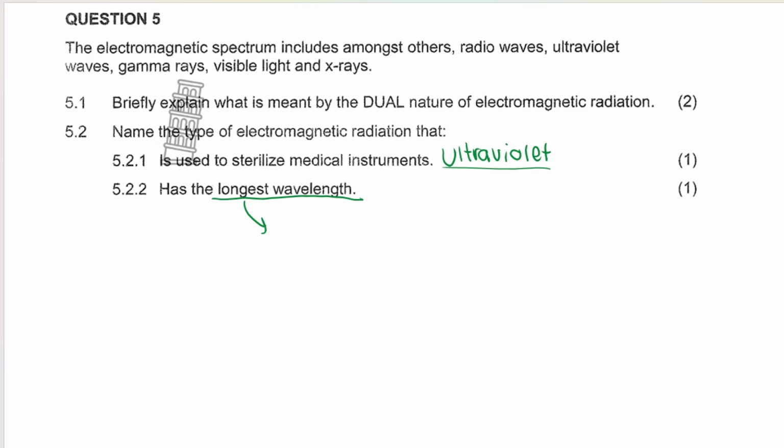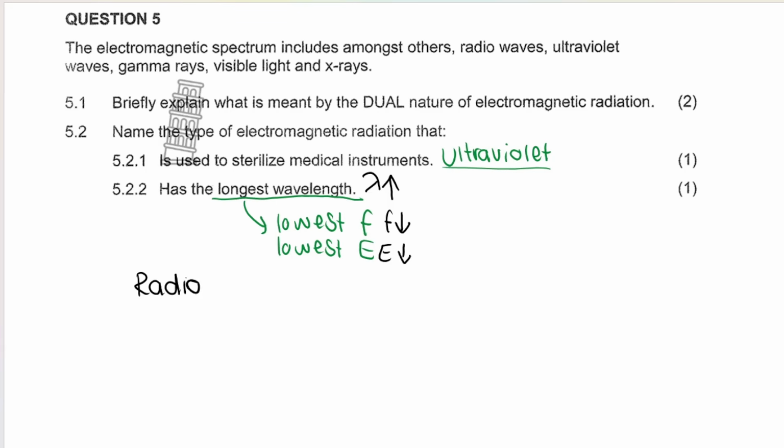So the one that has the longest wavelength has the lowest frequency and also the lowest energy. How I remember it is it's kind of like the safest of the electromagnetic radiations. The longest wavelength has the lowest frequency, lowest energy. So wavelength is very big, means that frequency is very small, so energy is very small, so it's not very harmful. And that corresponds to radio waves.